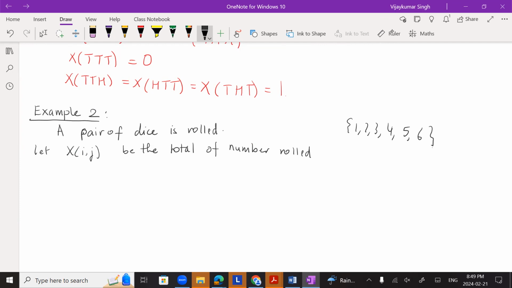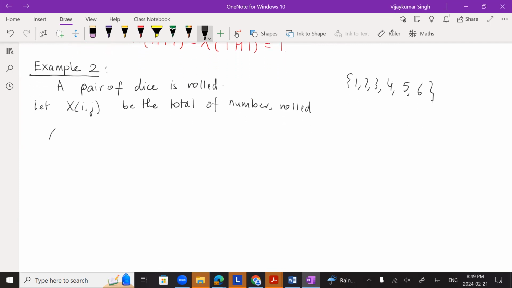Okay. So now, let X_ij be the total of the numbers rolled. In that case, what do we get? We have X of 1,1 is going to be simply 2. And again, this is one example of a random variable. You could have many examples of random variables.